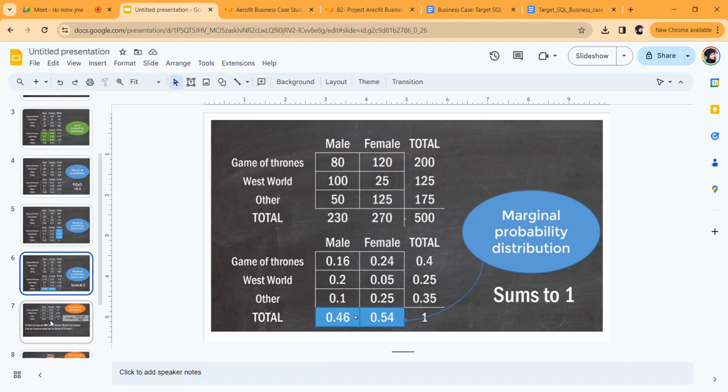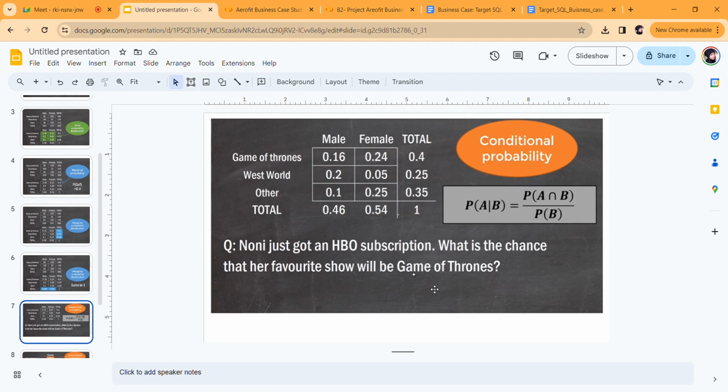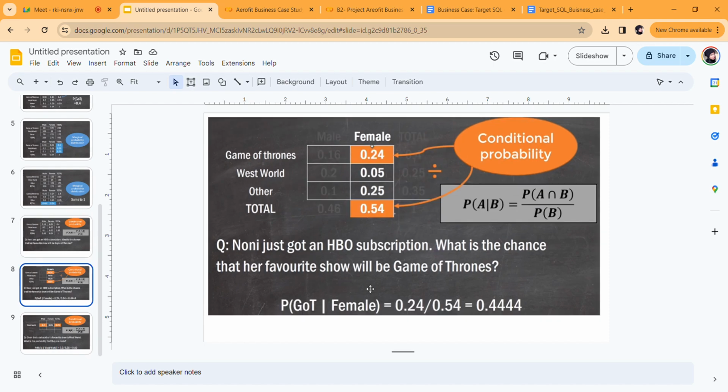Okay, so the next topic is the conditional probability. This is something that you have to understand; this one is a bit complicated. Here you can see it is the same thing, male and female. But here the question is, Noni has got an HBO subscription, and what is the chance that her favorite show will be Game of Thrones? Here you can consider Noni as a female. So in this next topic, we are going to calculate the conditional probability.